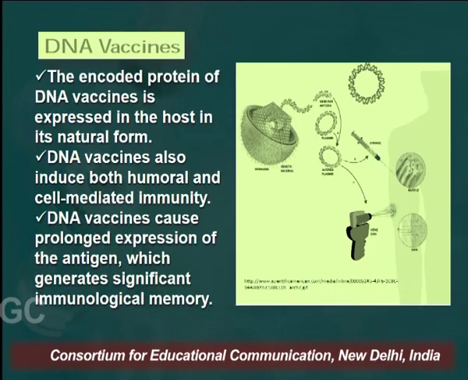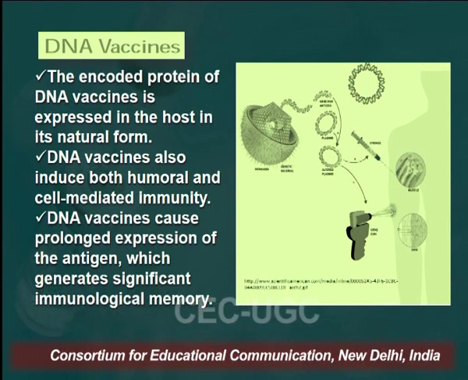Now the next one is the DNA vaccines. The encoded protein of the DNA vaccines is expressed in the host in its natural form. So we know that DNA expresses a protein with the help of the processes called transcription and translation. As the DNA is present, it forms the mRNA. The mRNA formation process is called transcription. From the mRNA, it is then translated to form the protein.